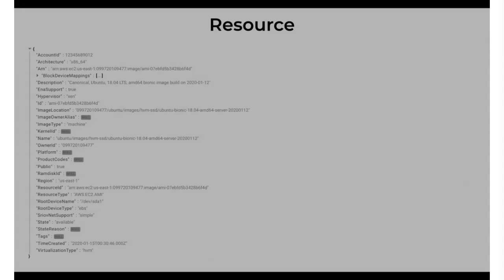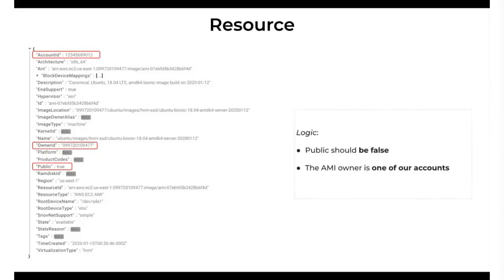So the first thing we start with is an example resource. This resource itself is an Amazon machine image, and we get all the context around it: what type of hypervisor it is, what's the ID, who owns it, what's the kernel, and all of this context around the AMI. The logic that we want to look at is that the public attribute should be set to false. And then we only care about AMIs that we own.